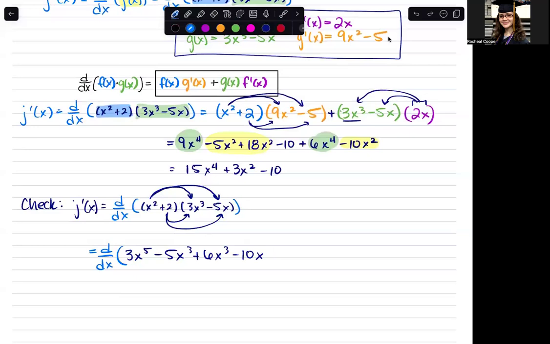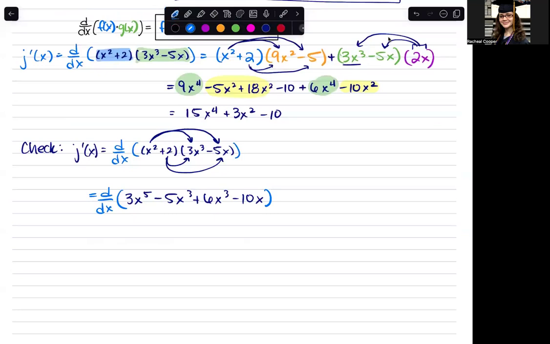And again, now we can just apply this derivative rule. We've got constant multiple rules, difference rules, and sum rules here. The derivative of this is 15x to the fourth minus 15x squared plus 18x squared minus 10. And you can see we combine negative 15 and 18, again, just like we did up here, negative 5 minus 10x squared plus 18x squared. So this is 15x to the fourth plus 3x squared minus 10, which is what we saw here.